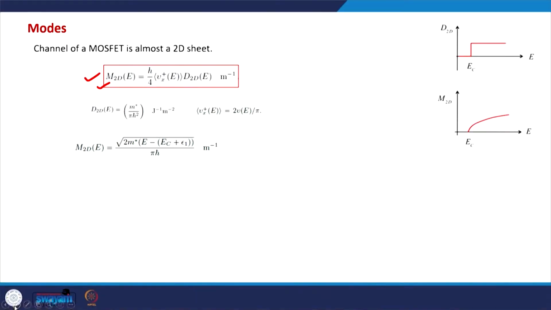And this is the difference between the density of states and the modes, as is clear. They are quite different from each other. In a 2D material, the density of states is independent of the energy of the state. It is the same for all possible energies in the conduction band, but the number of modes, as you can see, is low for energies close to the bottom of the conduction band, and it increases as we go far away from the bottom of the conduction band, which means that very few conduction pathways are there at the bottom of the conduction band in a 2D channel.